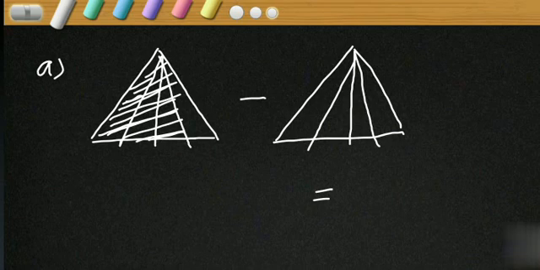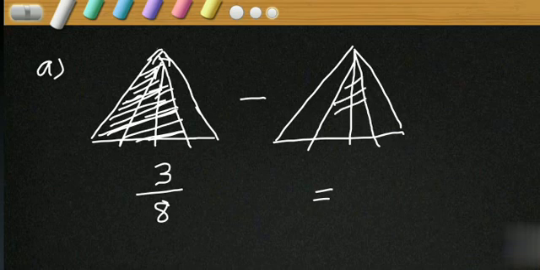Okay, in the first figure 3 parts are shaded. Here is the not shaded portion. In the first figure 3 parts only are shaded. Please try to understand. You please draw properly. Okay, yes. So what is the fraction corresponding to the first figure? Among 4 equal parts 3 are shaded means, yes, 3/8, isn't it? Okay, in the second figure 2 parts are shaded.